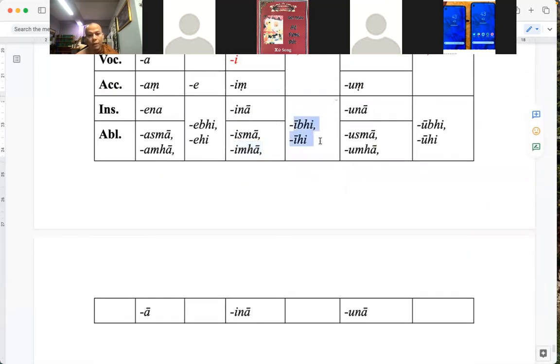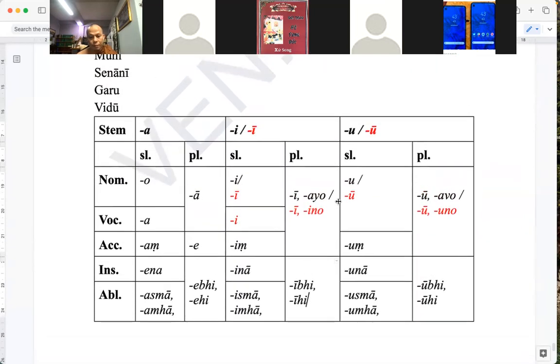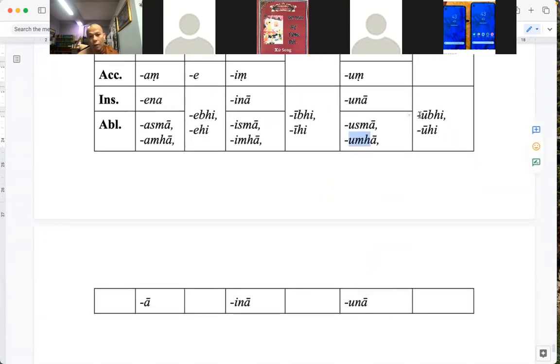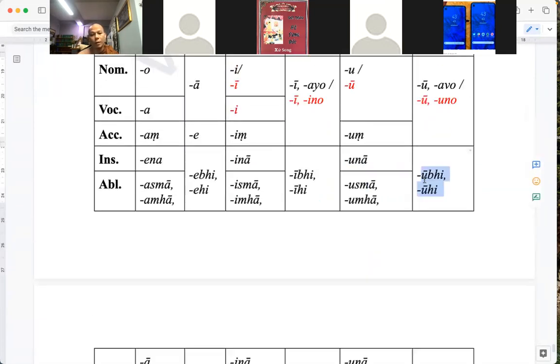So Senani bi, Senani hi. In this way, the same. So for the U also, Garu, Garu, Garawo. And for the vocative case also Garu, Garu, Garawo. But for plural, Garo, Garu, Garawo, Garuna, Garubi, Garuhi. So Garu, Sama, Garoma, and then Garuna, Garubi, Garuhi, in this way.